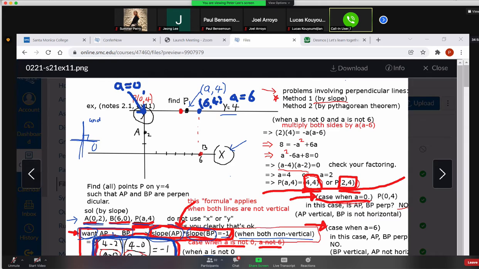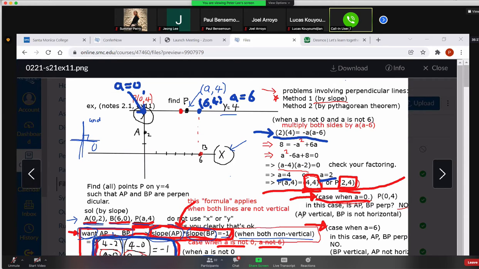Okay. So now we are going to solve this equation here. You multiply both sides by 8 times A minus 6, and if you do that, you get this equation right here. Then you organize that equation and solve by factoring. It's factorable, and then we get A is equal to 4 or A is equal to 2.